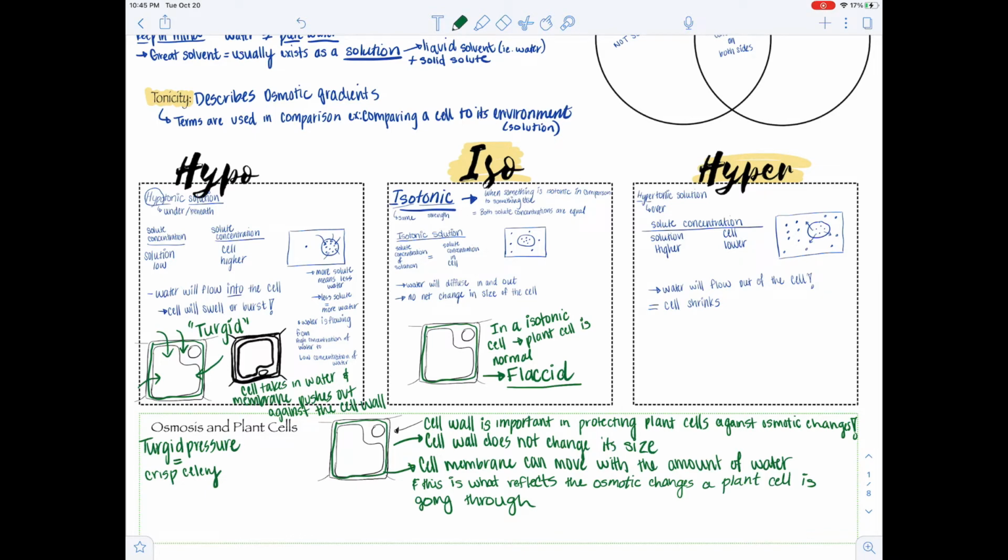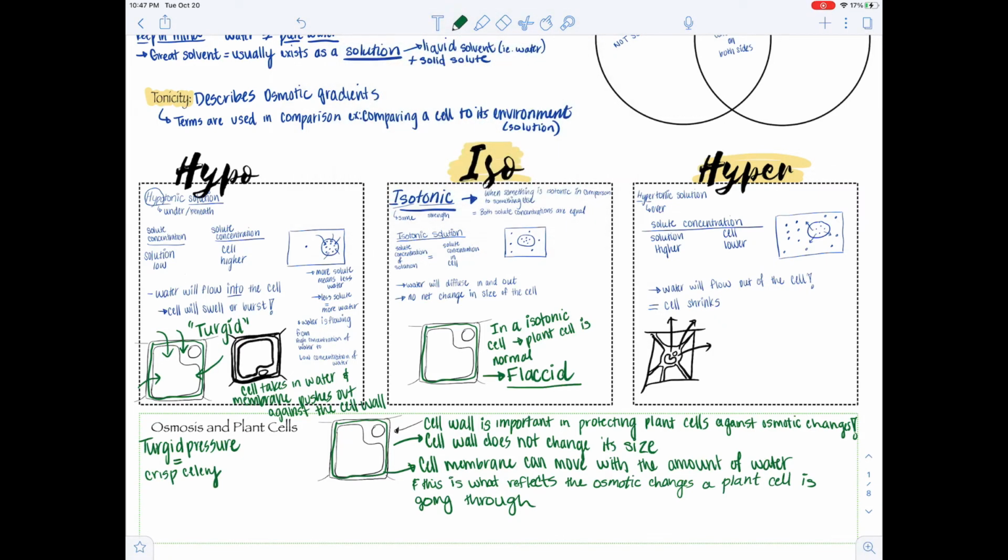Now let's take a look at hypertonic. So we already know that in a hypertonic solution, the water is leaving the cell. So what we're going to see in a hypertonic solution with our plant cell, as the water leaves, the membrane will shrivel up away from the cell wall.